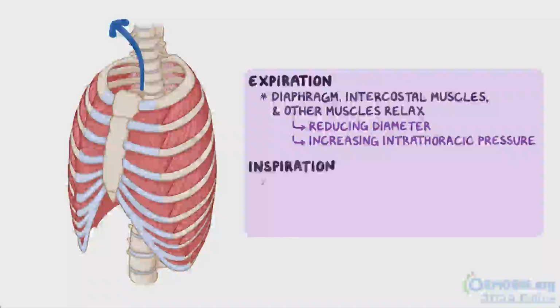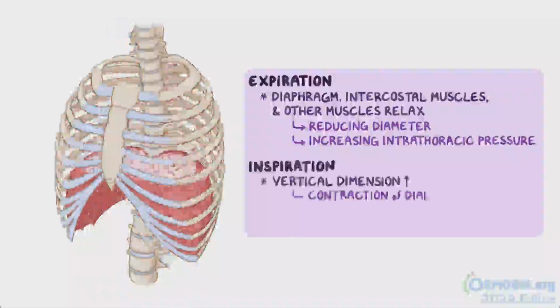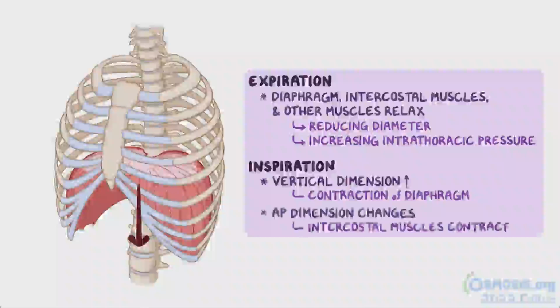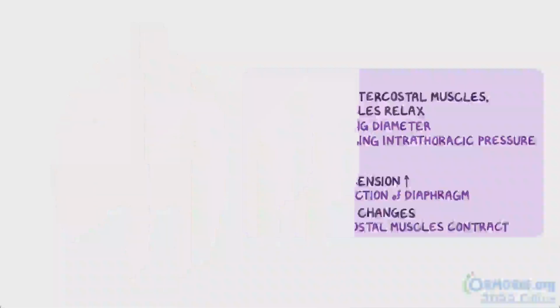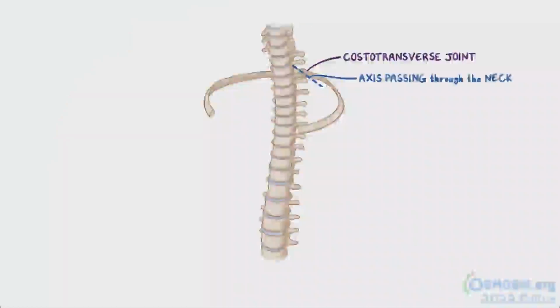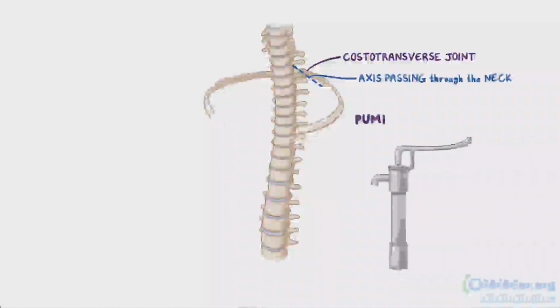During inspiration, the vertical dimension of the thoracic cavity increases as contraction of the diaphragm causes it to descend inferiorly into the abdominal cavity. The AP dimension of the thorax also changes considerably during inspiration as the intercostal muscles contract. During intercostal contraction, the costotransverse joints of ribs 1 through 7 move around an axis passing through the neck of the ribs, causing the anterior sternal ends of the ribs to rise to create a pump handle movement.